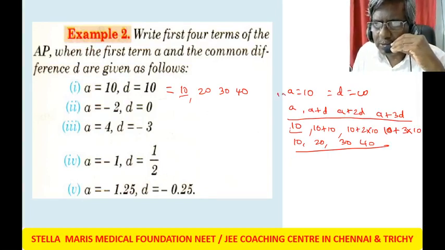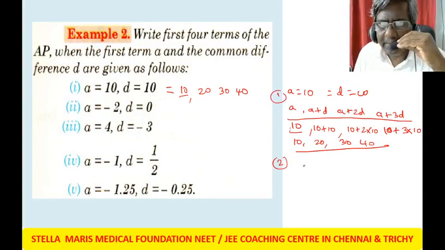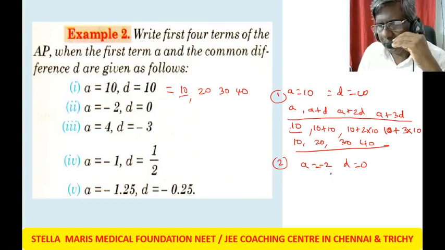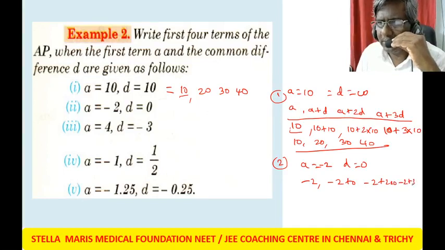See here, the second problem. This is the first one. The second one: A is equal to minus 2, then D is equal to 0. So it will be minus 2, then minus 2 plus 0, then minus 2 plus 2 into 0, then minus 2 plus 3 into 0. That is A, A plus D, then A plus 2D, then A plus 3D.